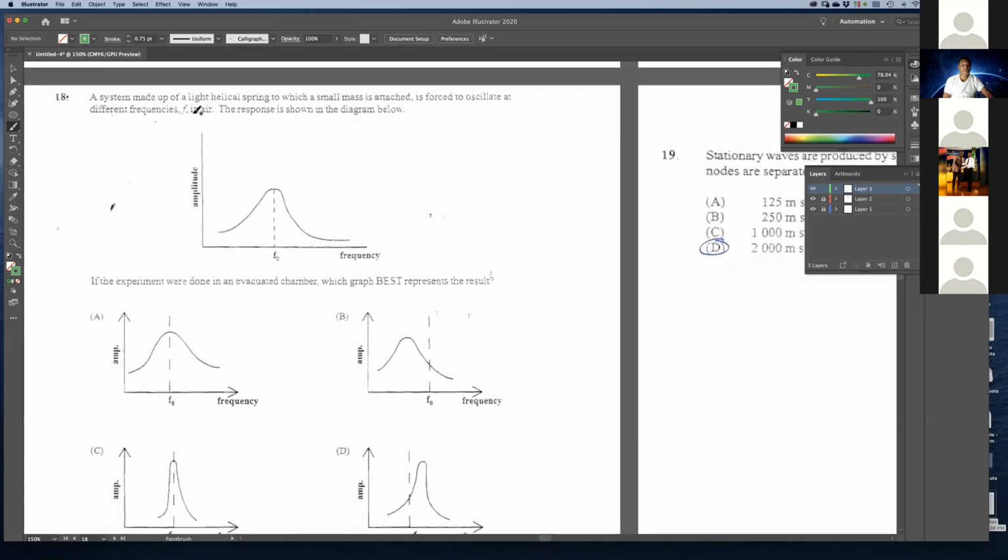System made up of a light helical spring in which a mass is attached and forced to oscillate at a different frequency in air. The response is shown. If this experiment was done in an evacuated chamber, that simply means less friction.